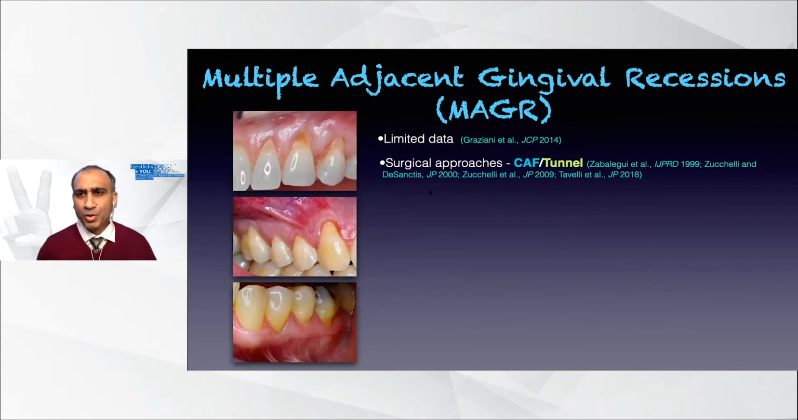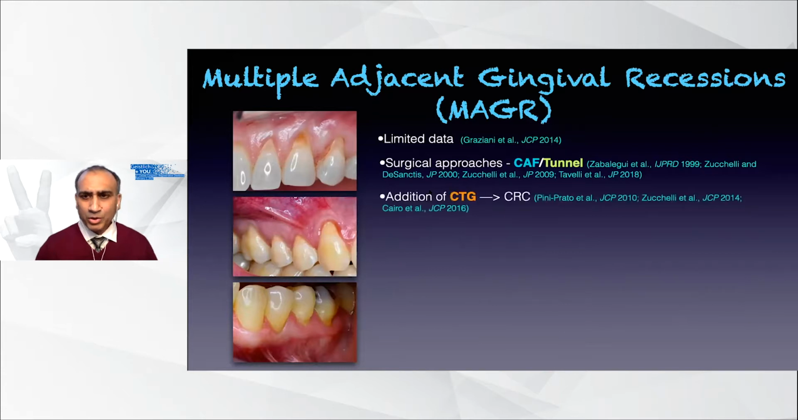Having said this, the two most preferred surgical approaches for treating MAGR are coronally advanced flaps or a modification thereof, or a tunnel approach. And both of these approaches have been validated to be both successful and predictable in the literature. And we also know that with the addition of a connective tissue graft underneath these flap approaches, we significantly increase the probability of obtaining complete root coverage and marginal stability over time.